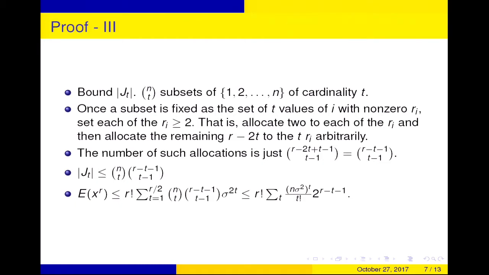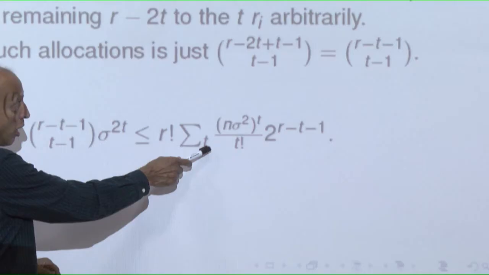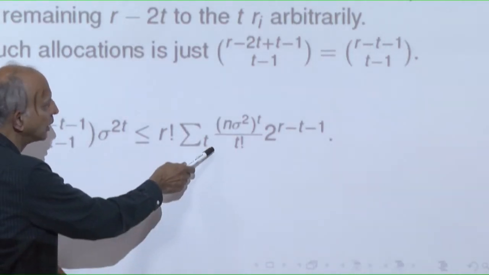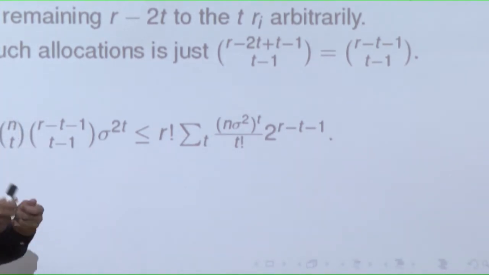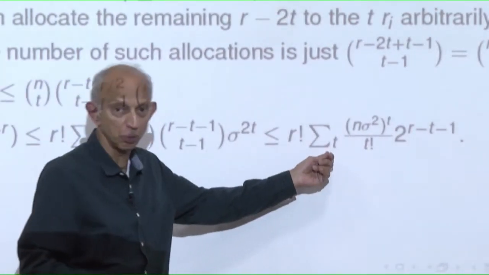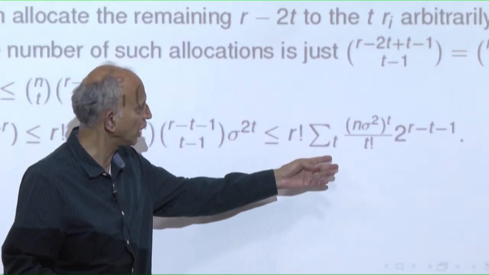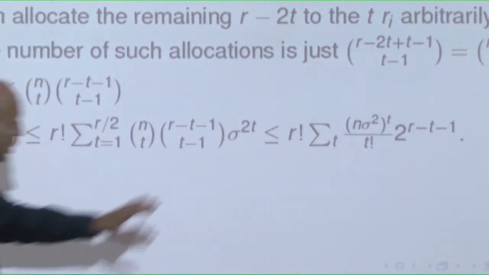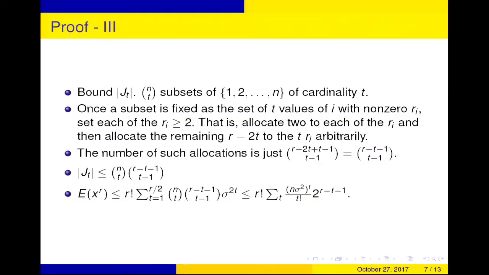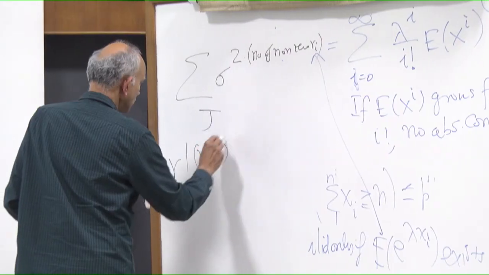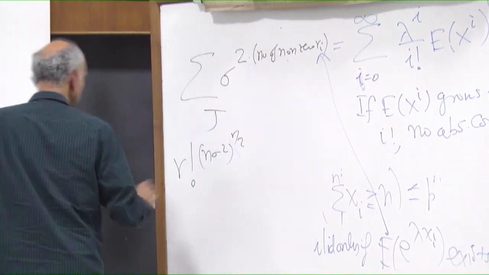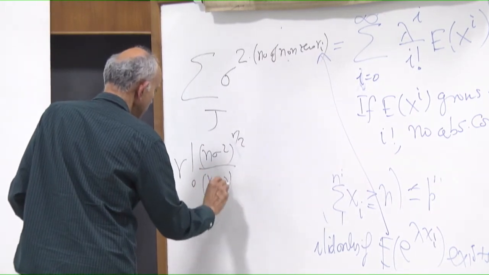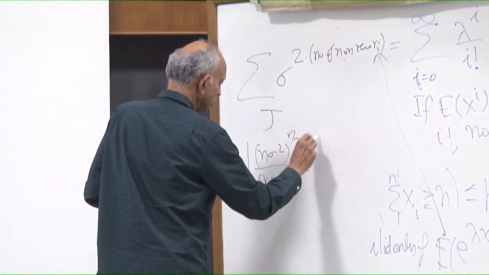Now we'll prove that t only goes up to R over 2. Important: it doesn't go up to R. It goes only up to R over 2 because everybody who is present is at least 2, so there are R over 2 things. We'll prove that t equals R over 2 is the max of this. So this more or less is going to look like R factorial times, if I put t equals R over 2 there, n sigma squared to the R over 2 divided by R over 2 factorial, 2 to the R over 2.